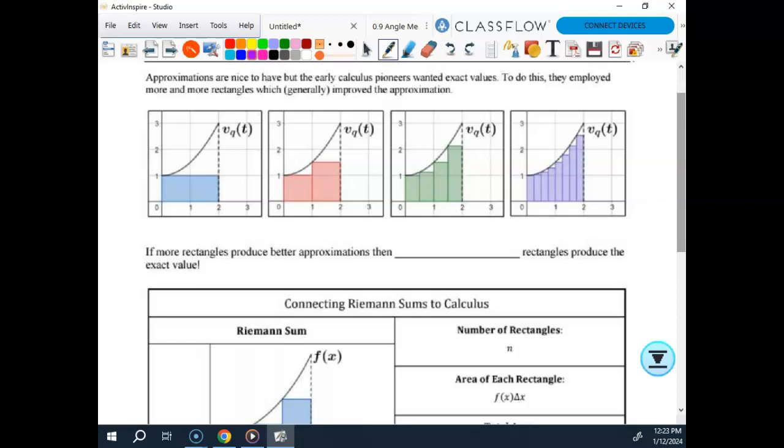So it says, if more rectangles produce better approximations, then infinite rectangles produce the exact value. Now, we could find the area of 8. We could find the area of 16. We could find the area of 5 million. It would take us a while, but we could do it. We can't actually literally calculate, doing the same process, an infinite amount of them, because we can't even draw that many. So that's where the calculus comes in.